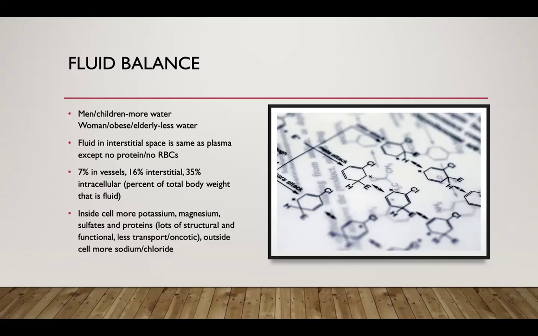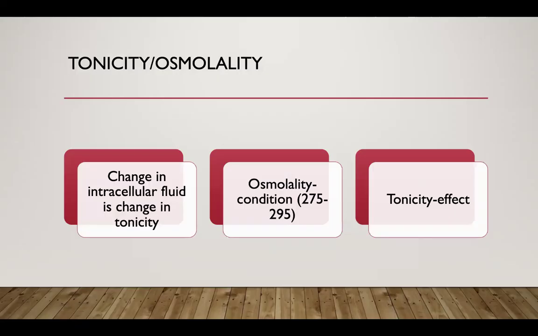So proteins, this is less albumin, right? Albumin is in your intravascular space. Its purpose is to have that osmotic or oncotic pull on the fluid. And these proteins are more like structural, functional proteins inside of your cells. And then outside your cell is sodium and chloride. So sodium chloride outside the cell, inside the cell, potassium, magnesium, sulfates, and proteins.